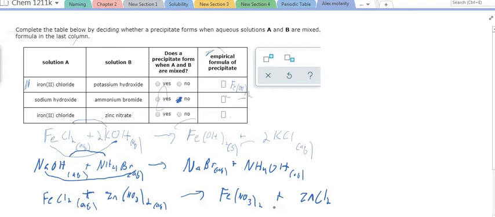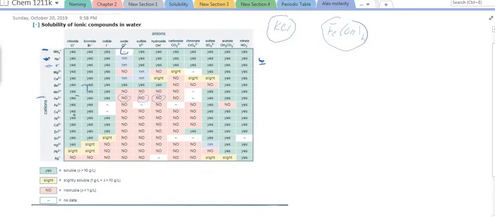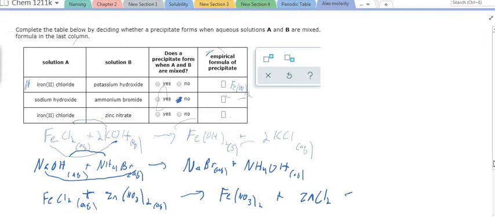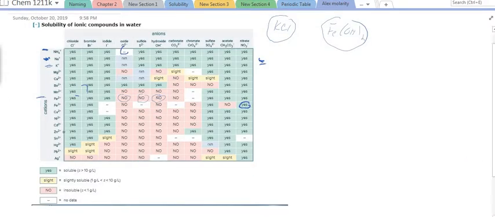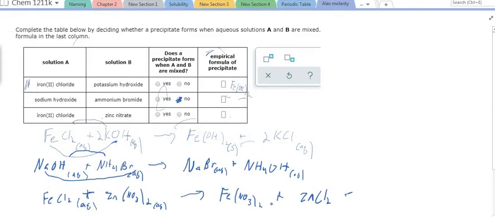The question is, are these soluble or do they form a precipitate? For iron nitrate and zinc chloride, you have to go back to your table. If I go across iron 2, I keep going to the nitrate, which is at the end. The iron nitrate is soluble, so that's not going to form a precipitate. The last one is the zinc chloride. Let's find zinc on here. Zinc is right here. If I go across, zinc chloride is soluble right there. So both of these are going to be aqueous, the iron nitrate and the zinc chloride. Again, on this one, no precipitate is going to form.